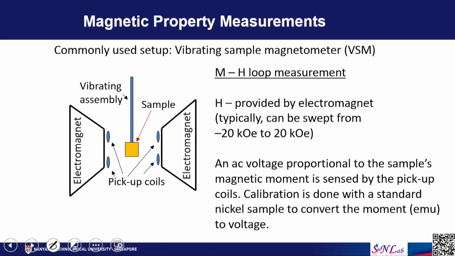Here you notice that we have the sample. This orange one is the sample that we want to measure. Let us say it is magnetized in some direction. Let us say this is north, south, or sorry.